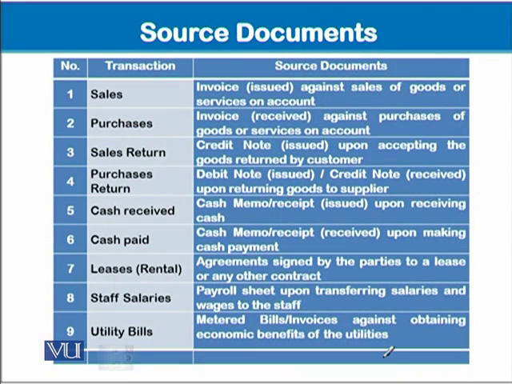For sales transaction, the source document is invoice. Remember this thing. Whenever there would be sales transaction, invoice is the supporting document, which is issued against sales of goods. Obviously, the seller would be issuing the invoice. And the same invoice, when it comes in the hands of buyer, becomes supporting document for purchases.